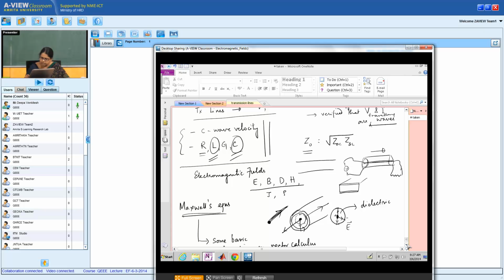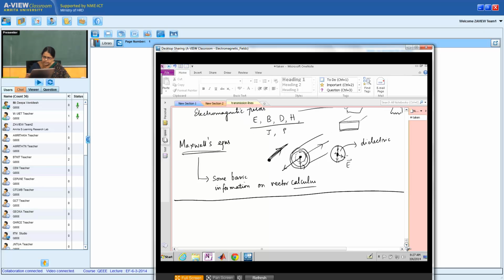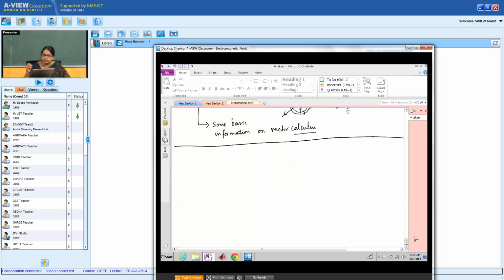So what we have today is totally dissociated content, which is some introduction to some vector notations which we will use. You know what a scalar and a vector is. If a physical quantity is completely described only by magnitude, it's a scalar. If the physical quantity requires a magnitude and direction for its representation, you call it a vector.